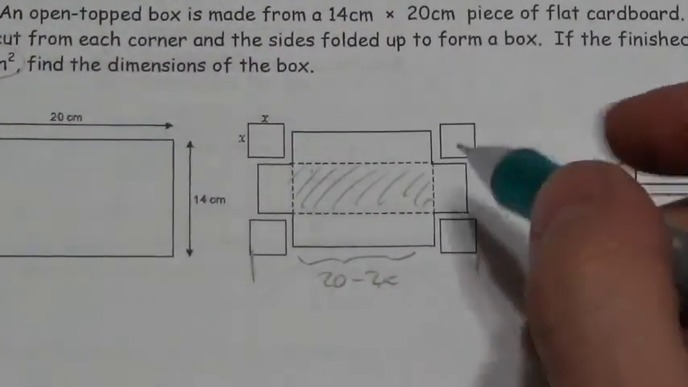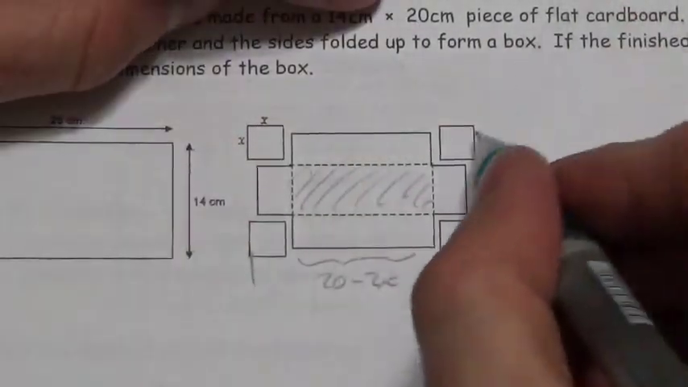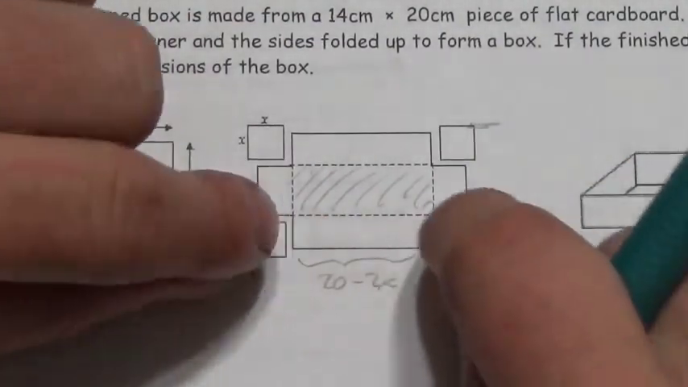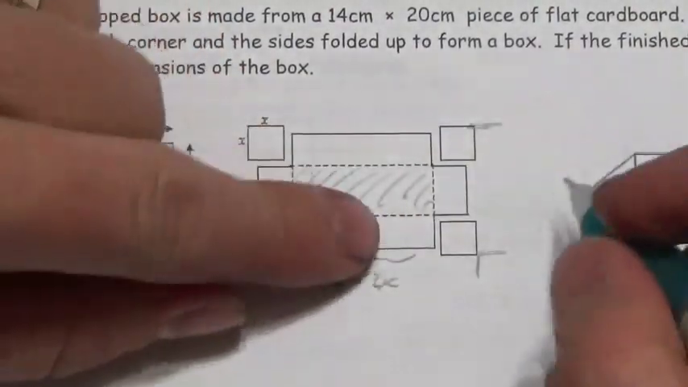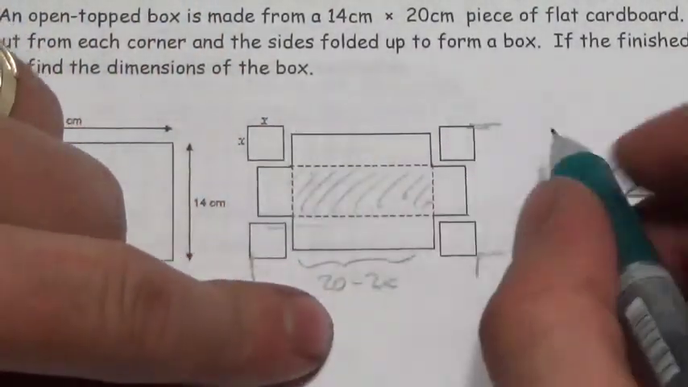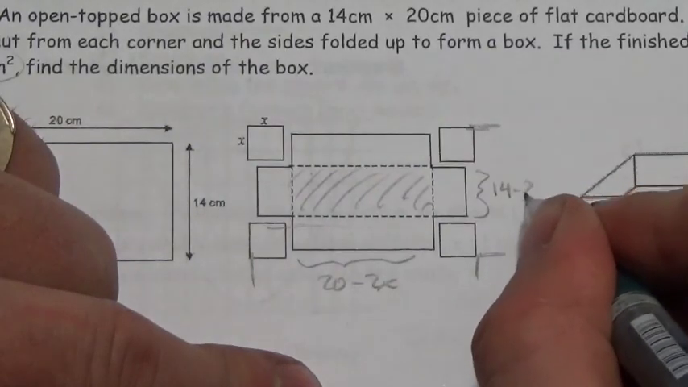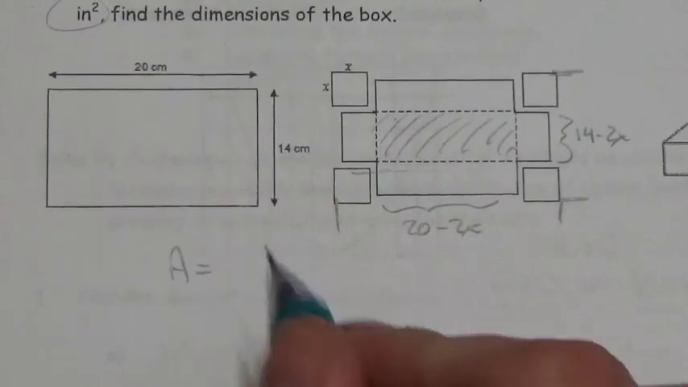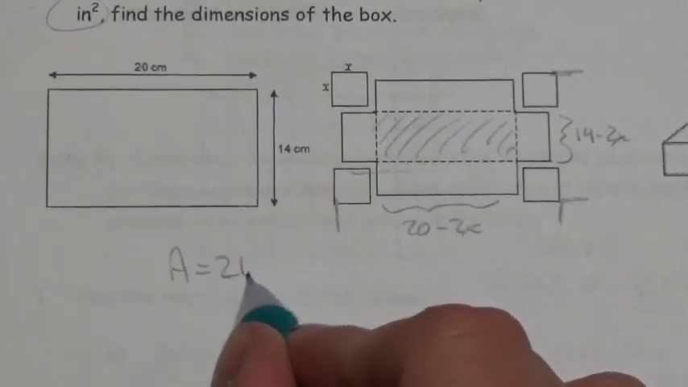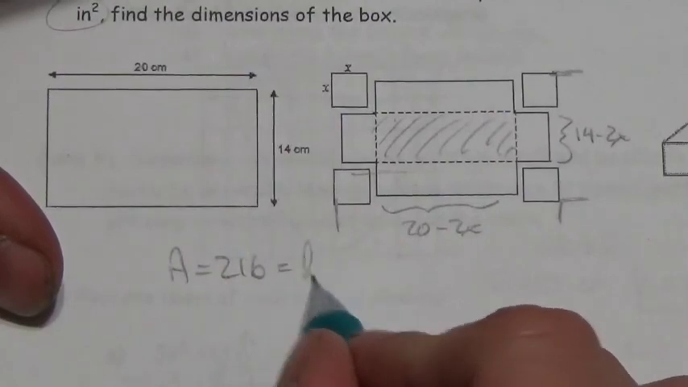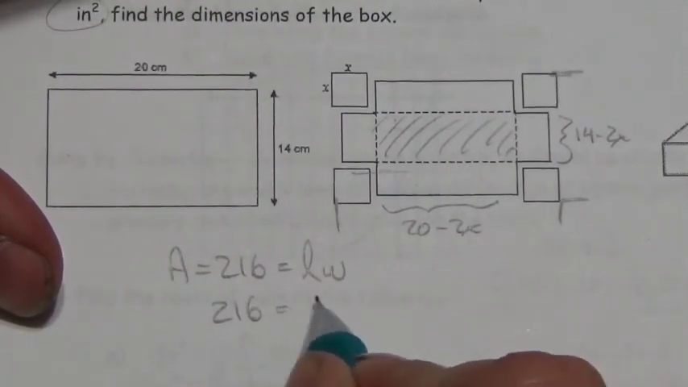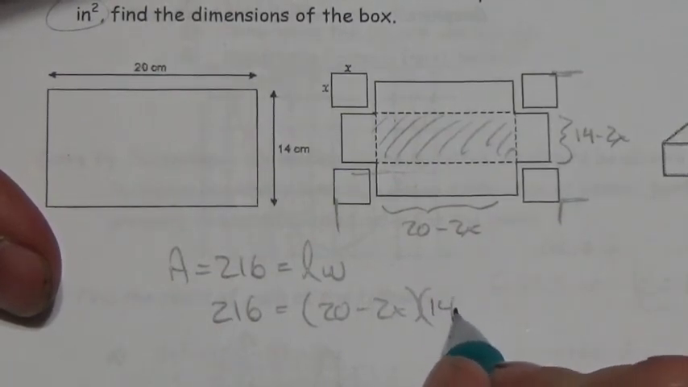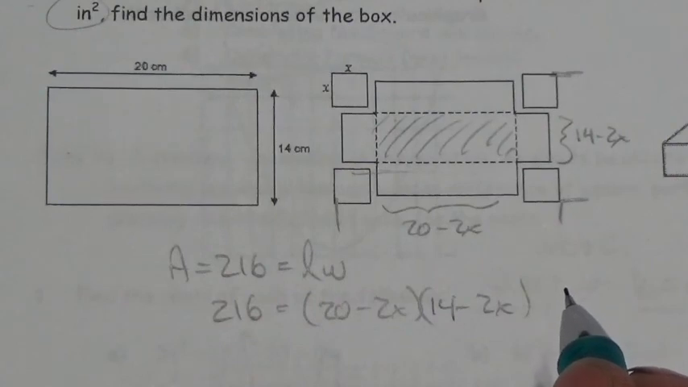We can make a similar argument along the width here. This distance from here to here was 14, but we cut out this X and then this X length here, and then we're folding it up. So we're going to lose this, and we're going to lose this up here. So this distance right here is going to be 14 minus 2X. Okay? And so now we know the base area is going to be 216. We know that. And that's going to be length times width. In this case, that's going to be 20 minus 2x, multiplied by 14 minus 2x.